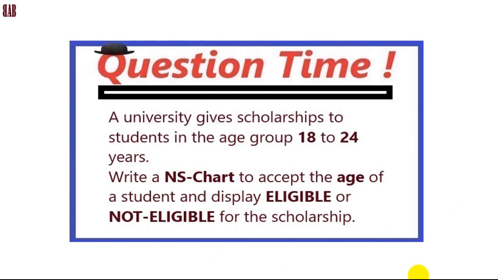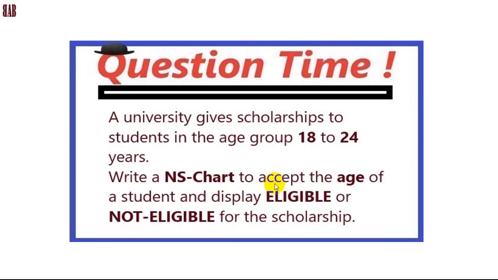Here is another question. You can try it, and I have also provided my version of the solution. This says a university gives scholarships to students in the age group 18 to 24. So what we have to do is write an NS chart to accept the age. The job of the NS chart should be to get the age and say whether it is eligible or not eligible.